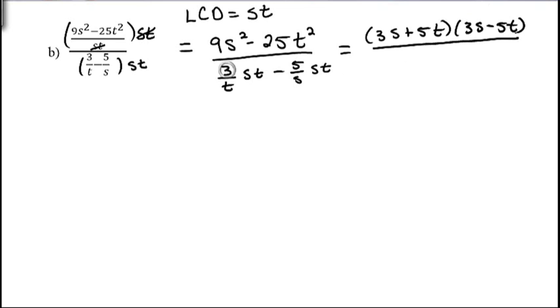And in the denominator here, 3 over t times st, the t's will cancel, leaving me with 3s, minus 5 over s times st, the s's will cancel, leaving me with 5t. Now we have a 3s minus 5t on the top, and that's being multiplied by the 3s plus 5t. So since it's multiplication, we can cancel with this 3s minus 5t in the denominator. And that leaves us with 3s plus 5t.